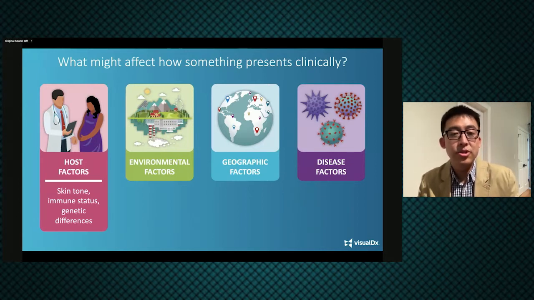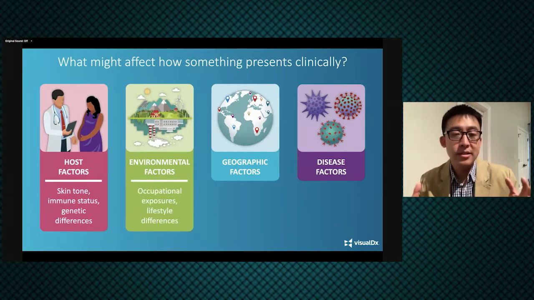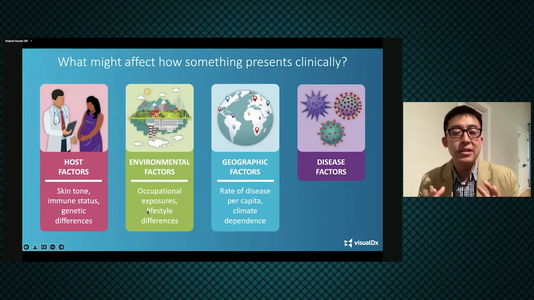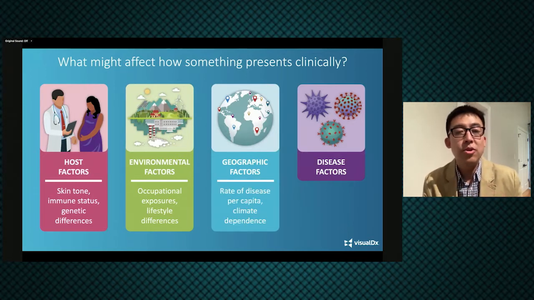The second would be environmental factors, and I use that in a very broad sense of the word, but for example, occupational exposures, lifestyle differences, and even perhaps things that we are applying ourselves to the skin, either with or without doctor's instructions. The third would be geographic factors. We know that there are different rates of disease per capita, and we also know that climate plays a large role in terms of where we see potential diseases.